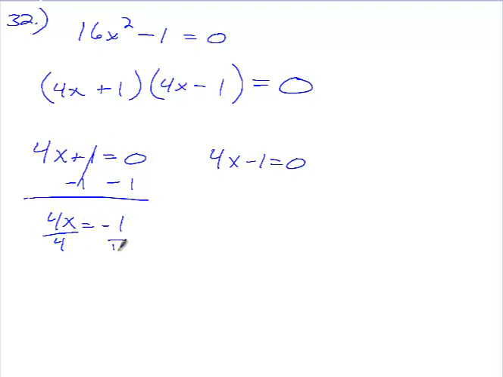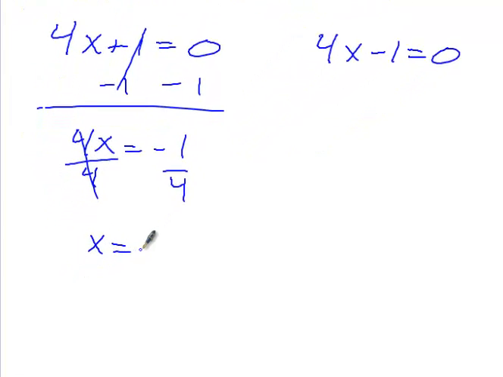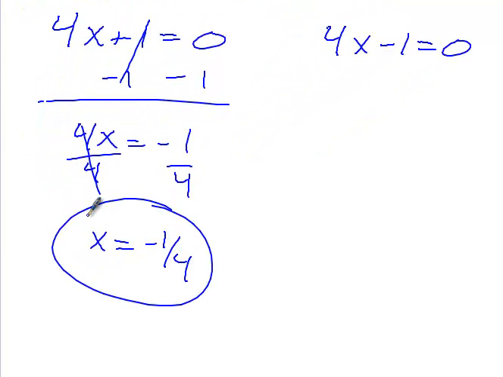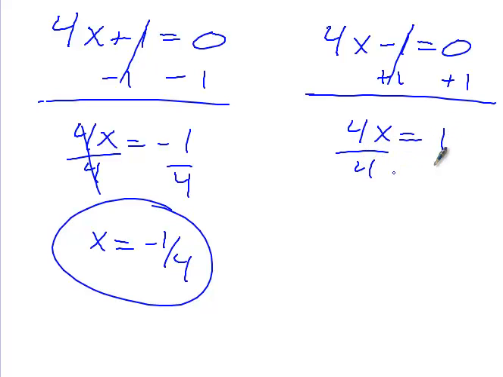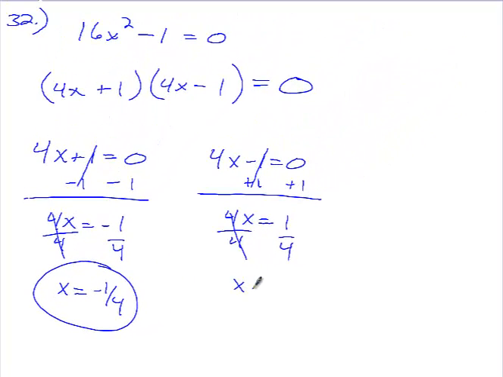Divide by 4. So x equals negative 1/4. How do I get x by itself here? Add 1. Divide by 4. And there's my second solution. Everybody okay with that? So when they ask you to solve, your process should be factor, set each factor equal to 0, isolate the variable.